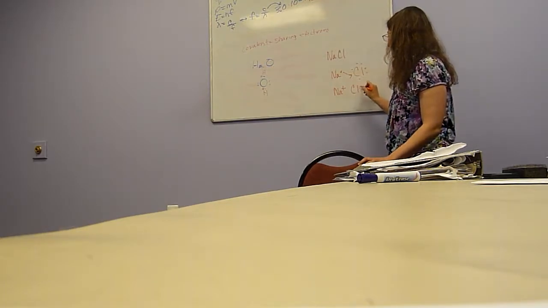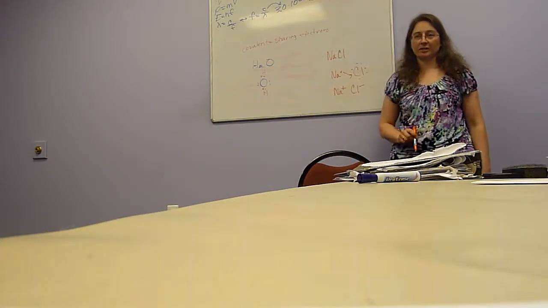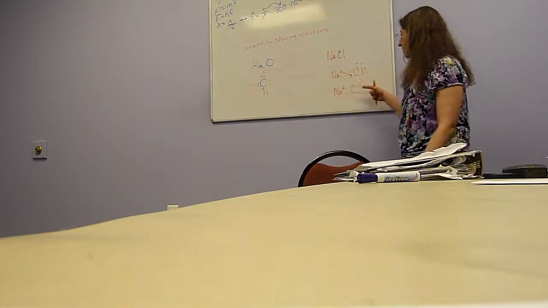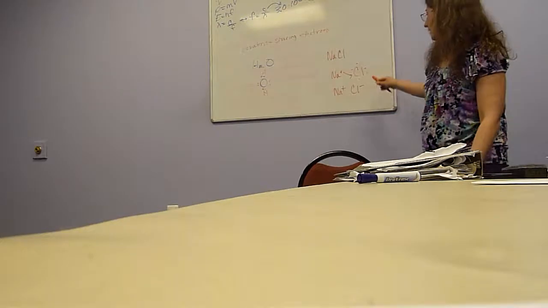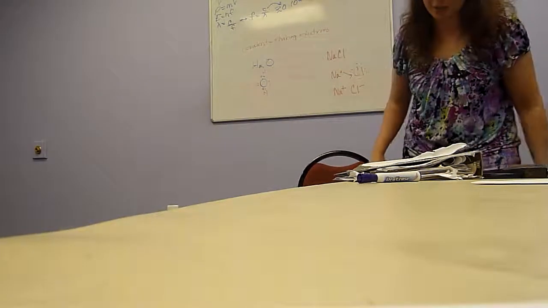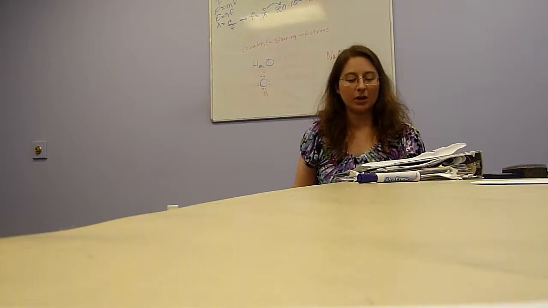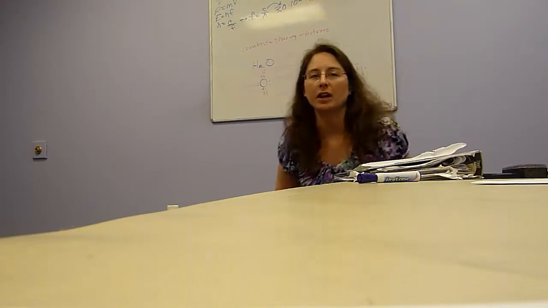Because it's an electrostatic attraction. Positive attracts negatives. This has a literal negative charge and a literal positive charge, and that makes them attracted to each other. So, an electrostatic attraction is an ionic bond. It's not a real bond. There are no electrons shared.